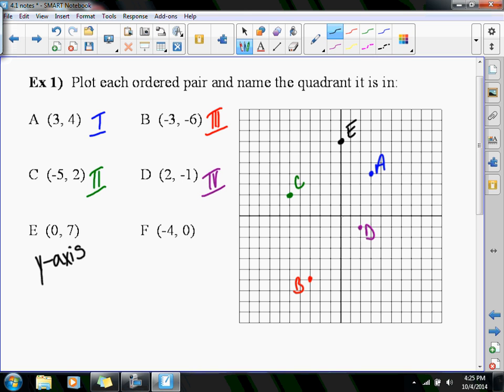And F, if I start at 0, 0, I move back 4, but then I don't move up or down at all. So F is actually on the x-axis. So when you have ordered pairs that land on either the x-axis or the y-axis, they are not in a quadrant, and you can't say that they're on quadrant 1 and 2 or quadrant 2 and 3. You have to be all the way inside a quadrant or all the way on a line. So you're either in the quadrant or you're not.